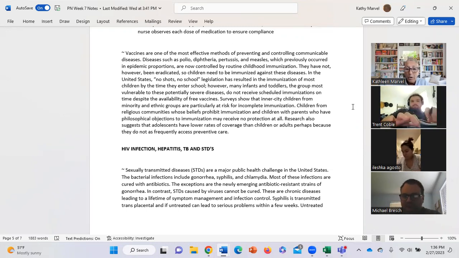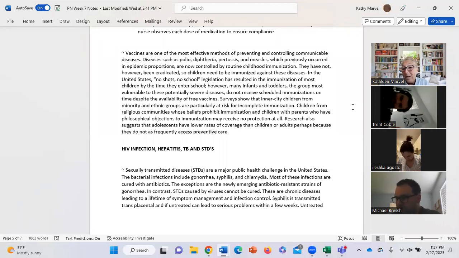However, if you have the exemption, all I can do with families that choose not to be immunized is educate. Continue to remind them that vaccines are the most effective methods of preventing and controlling communicable diseases. Okay? Whether that changes their minds or not, it doesn't matter. But that's my role, is just to continue to educate them on how important it is.